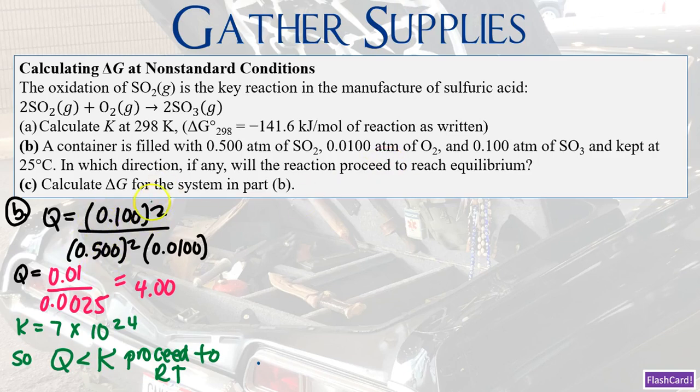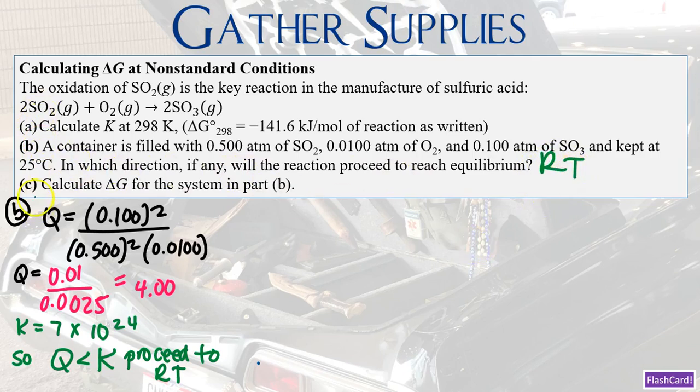When I take my 0.1 and square it, I get 0.01. When I take my 0.500 and square it and multiply that by 0.01, I get 0.0025. Therefore, my Q value is 4.00. Now that I have a Q value, I can compare it to the K value we got before. So my K value was 7 times 10 to the 24. Because Q is very much smaller than K, our overall reaction will proceed to the right. Of course, it's going to be spontaneously proceeding to the right. And so for letter B, when they ask in which direction, if any, will the reaction proceed to reach equilibrium, you're going to say to the right here.